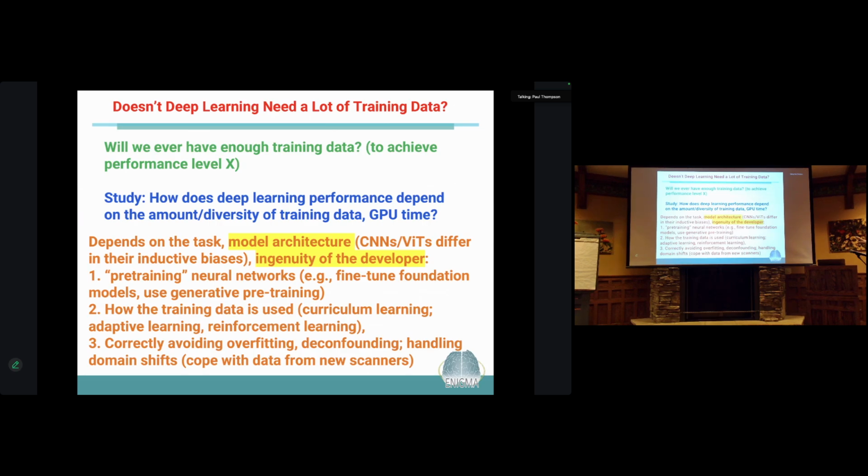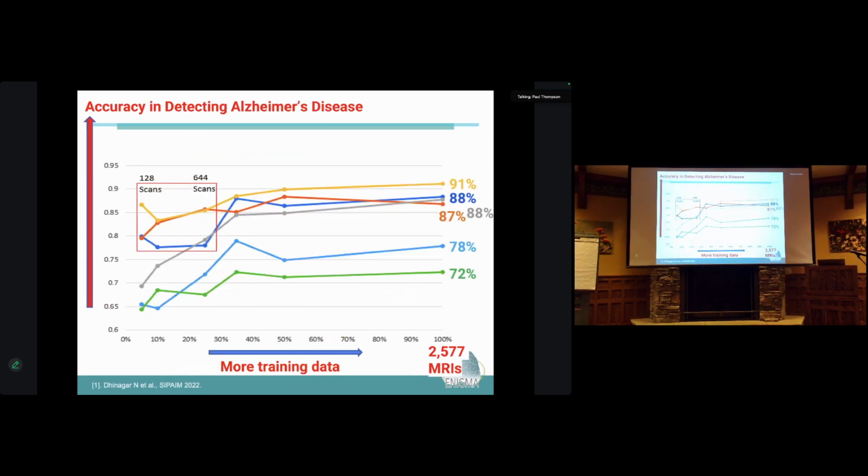We're going to talk about pre-training neural networks, foundation models, generative pre-training. Also, people are looking at how the training is used. With curriculum learning, adaptive learning or reinforcement learning, they don't just pass the training data through the classifier. They do different things. They pass it in a certain order, or they pick certain examples that are either very difficult or very easy. You also want to correctly avoid overfitting and confounding. You could have a fabulous result, but if it's locked onto a feature that isn't generalizable, it won't work in practice.